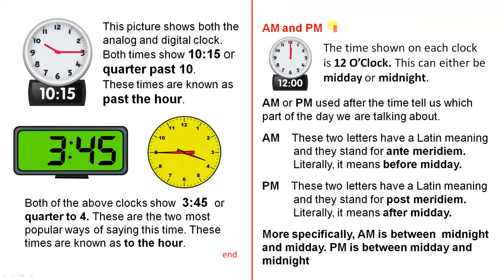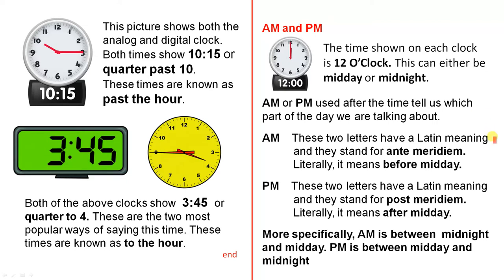AM and PM, we mentioned this briefly in a previous video. We'll just go into it in a little more detail here. The time shown on each clock is 12 o'clock. This can either be midday or midnight. AM or PM used after the time tell us which part of the day we are talking about.